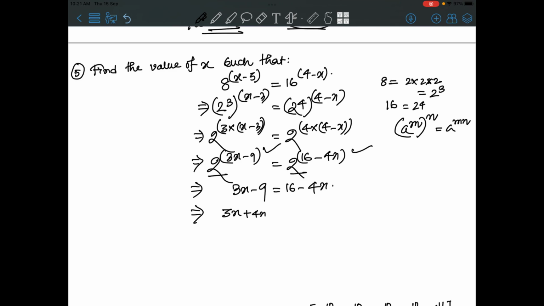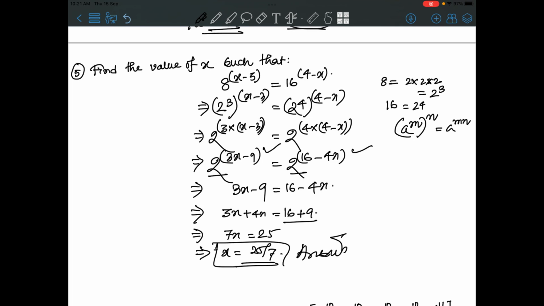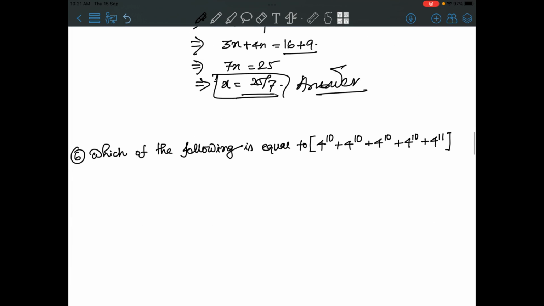So minus 4x turns into plus 4x, and 16 minus 9 turns into 16 plus 9. So 3x plus 4x is equal to 7x, and 16 plus 9 is equal to 25. So x is equal to 25 by 7. So this is the final answer.